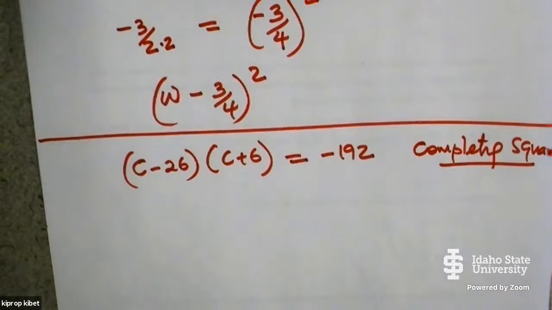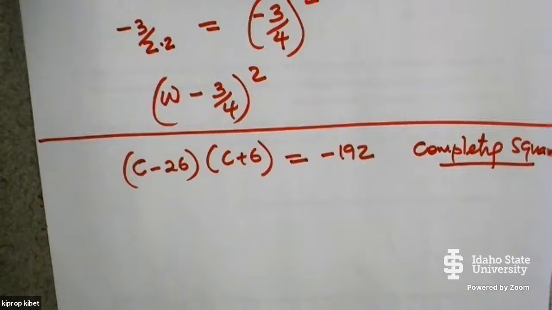So in this case, we cannot say c minus 26 equals 192, or c plus 6 equals 192, or minus 192. We cannot. I know some of you can do something like that, but we don't do that. So what you do is you expand this. When you expand this one, what do you get?